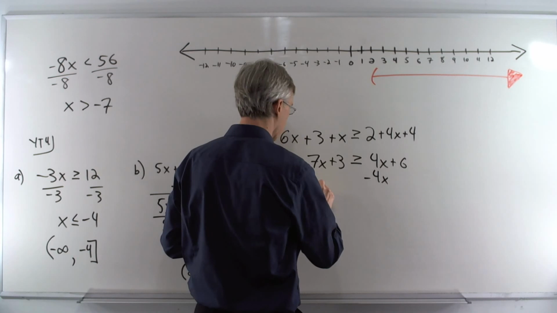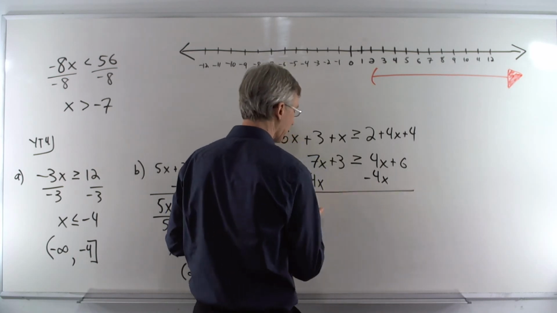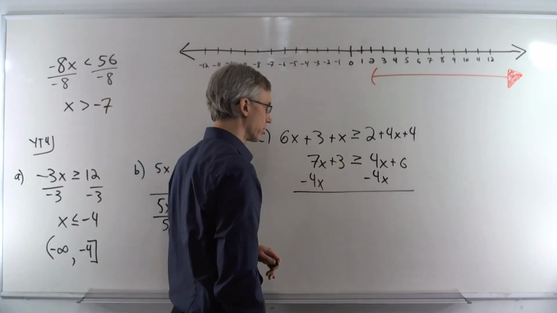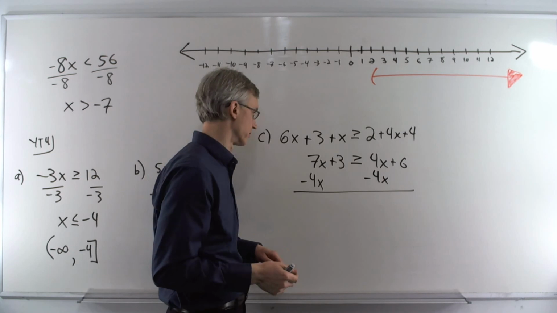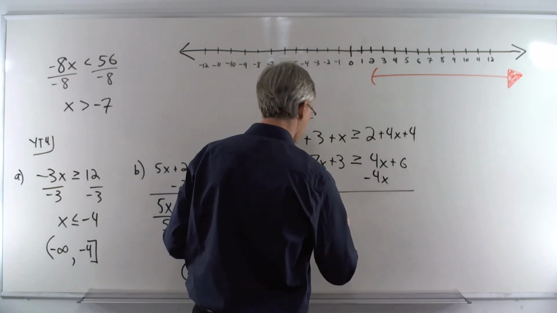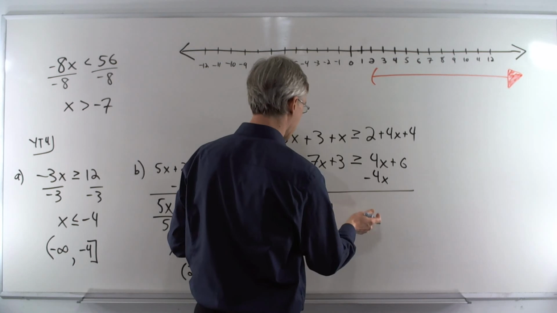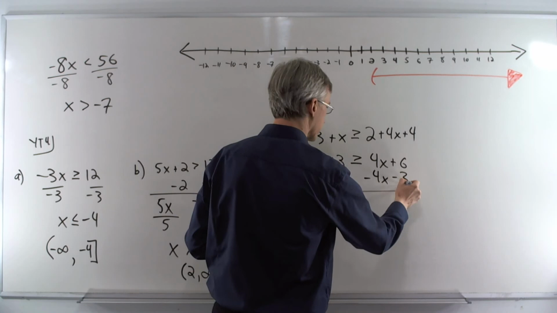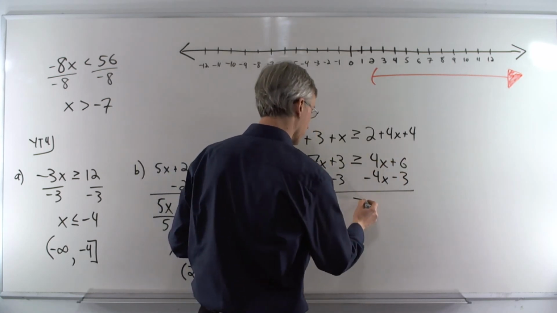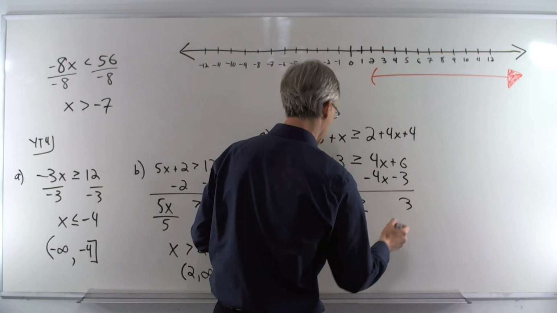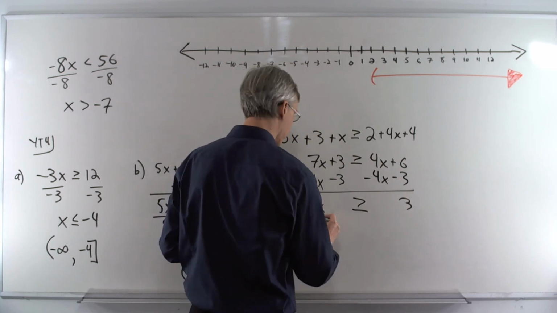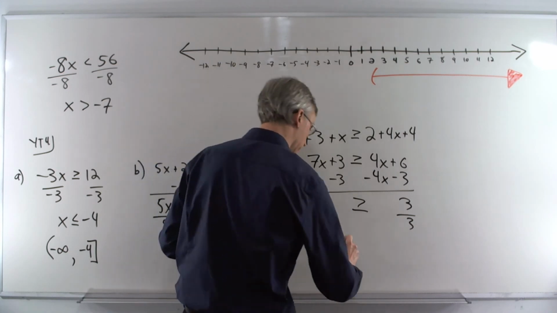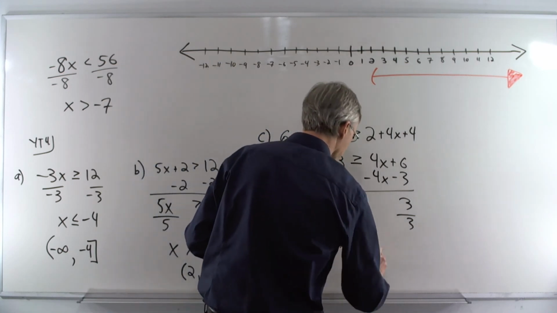Subtracting 4x from both sides. Now these are negative, but subtracting does not mean we have to switch the direction of the inequalities. That's only with multiplication or division. So we get 3x here. And since I got all the x's to the left-hand side, I'm going to subtract 3 from both sides to get all the numbers to the right. So 3x greater than or equal to 3, divided by 3 on both sides. Dividing by a positive number, so we do not switch the direction. X is greater than or equal to 1.